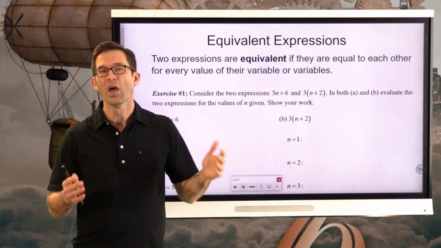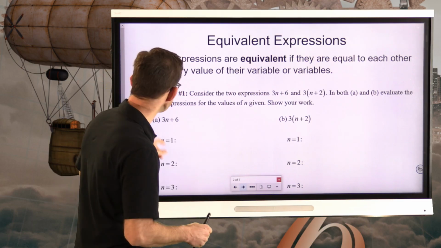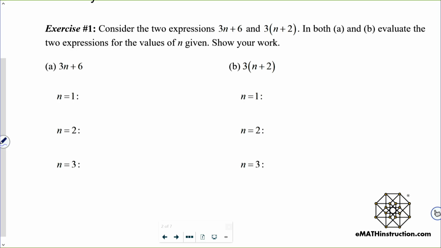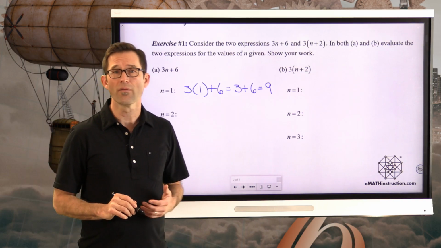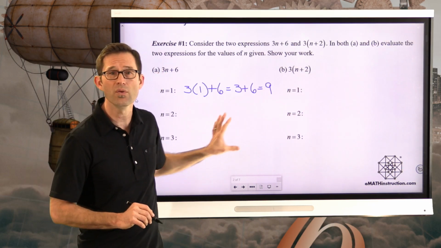All right, so anyway, let's evaluate these expressions for a few different values of n, and let's do some of them together. Let's take a look at letter A, 3n plus 6 for n equals 1. So if I want to figure out what that expression is, it's pretty easy. I just put 1 in for n, right? Order of operations says I have to do the multiplication first. That's real simple. And I'll eventually get 9 for that. So easy, right? And in fact, it's easy to do all of them. Let's do one for letter B, and let's do n equals 1, and then we'll have you do the other 4 on your own.